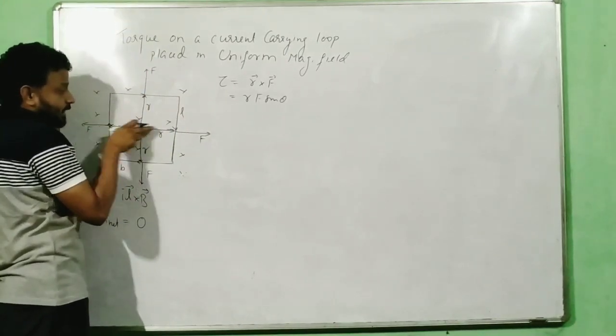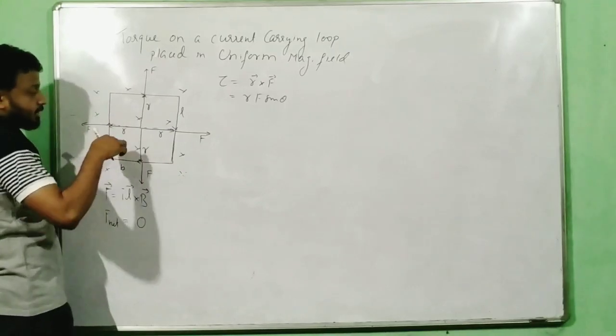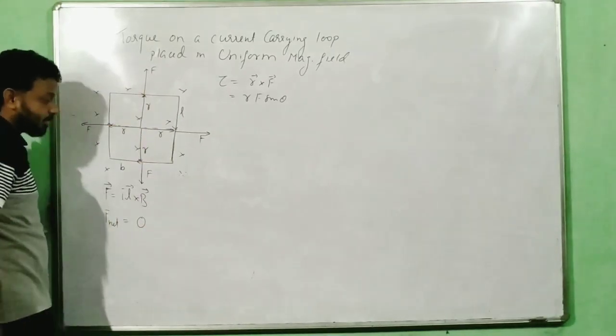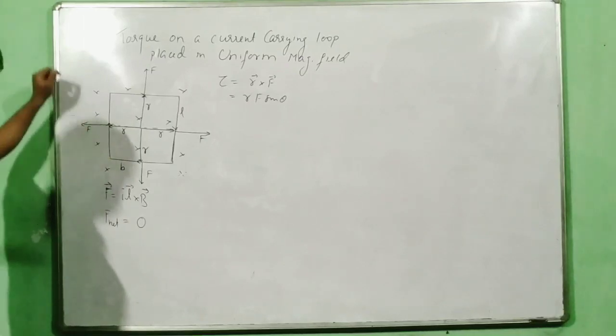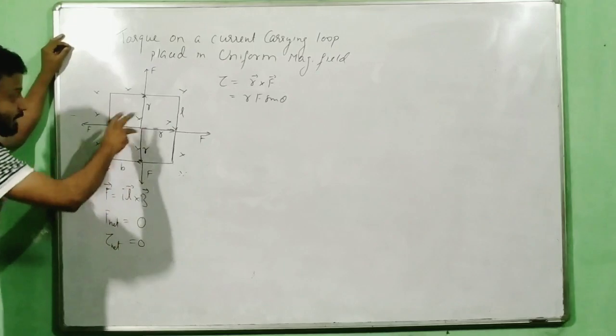If you go in this direction, R, F are parallel. If you go in this direction, R, F are parallel. If you go here, R and F are parallel. So right now in this configuration, my net torque is also equal to 0. Now let me define this configuration.